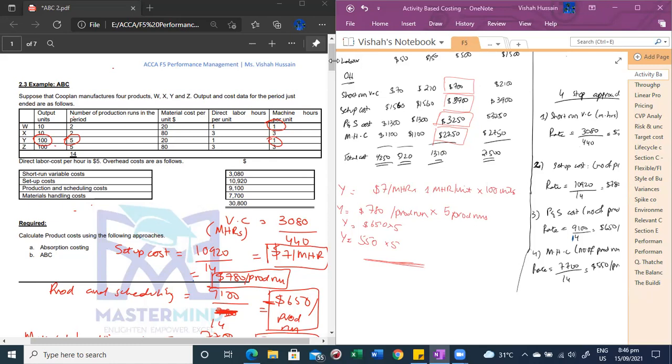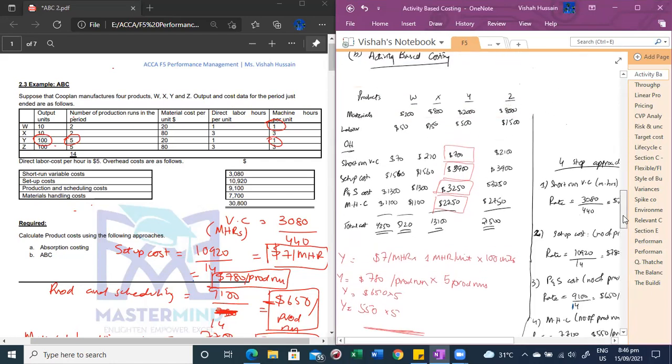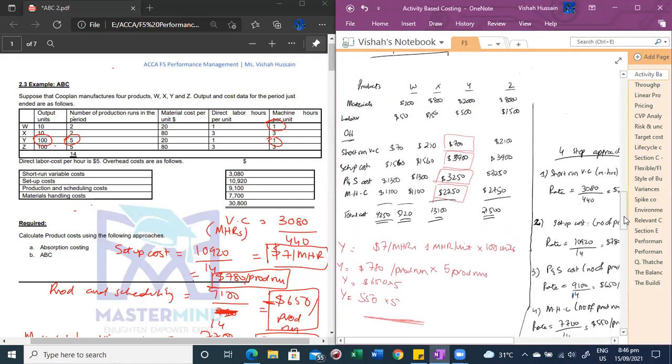And it is not necessary that it is going to allocate more cost to the product. It may or it may not. Depends on the situation. I'm giving you guys time to do your computations and check the answers that are already written over here. Let me scroll it up so that you can see the answers for W, X, and Z.